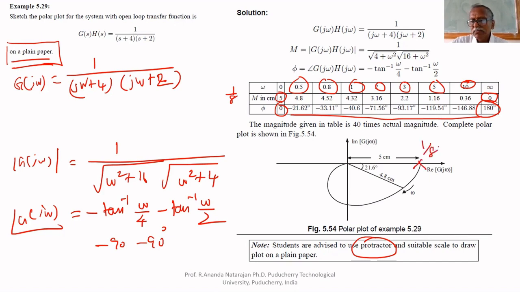This is 1 by 8. Take a scale where 1 by 8 equals 5 centimeters, like that you can take. Then for another magnitude, suppose 4.32 centimeters length and the angle is minus 40.6, you mark this point. Like that, mark every point and join these points, and you will get the polar plot on a plain sheet.